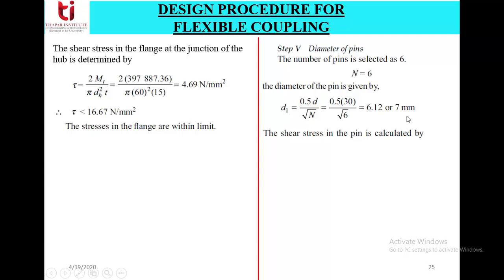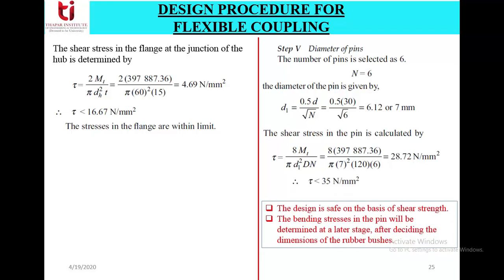Now this 7 mm we cannot choose directly. We need to ensure, as in our previous problem, that this 7 mm diameter pin is safe as far as shear strength is concerned, as well as the bending strength criteria. So shear stress in the pin is calculated by tau is equal to 8 Mt by pi d1 square dn, which is coming out to be 28.72 megapascal, and the permissible limit, if you recall, is 35 megapascal. So that means it is safe on the basis of shear strength.